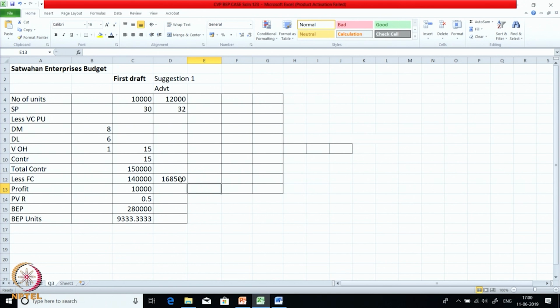I will increase the fixed cost from 140 to 168,500, because we will add the advertising expense of 28,500. How much will be material, labor and overheads? Are you able to compute?